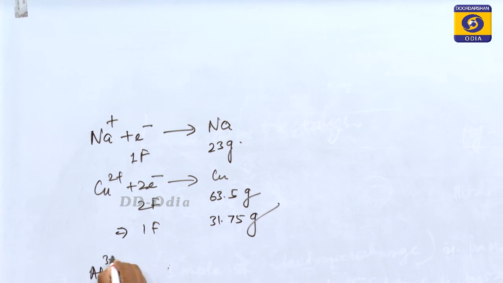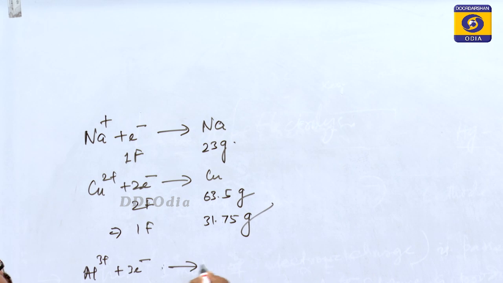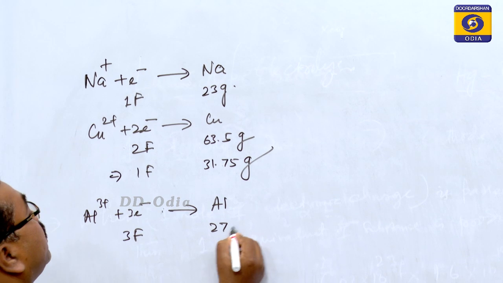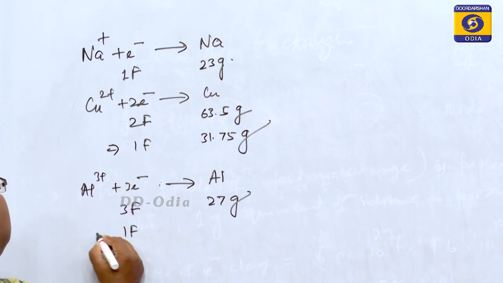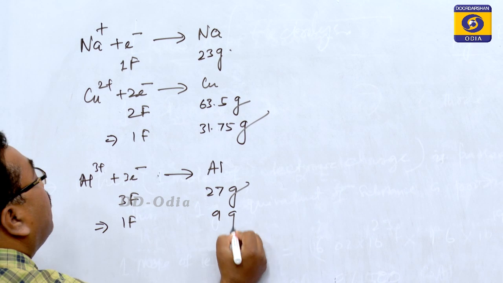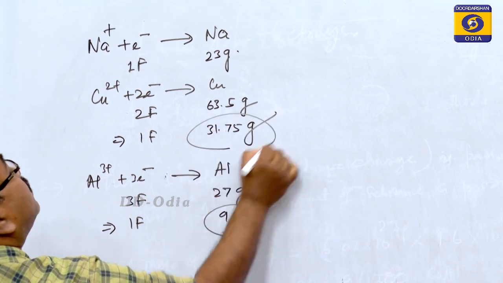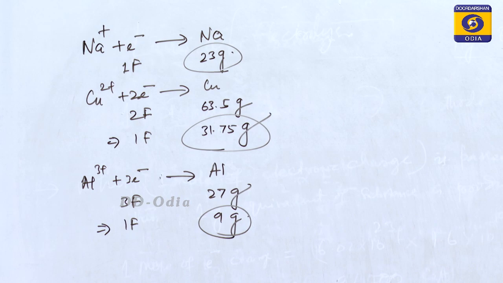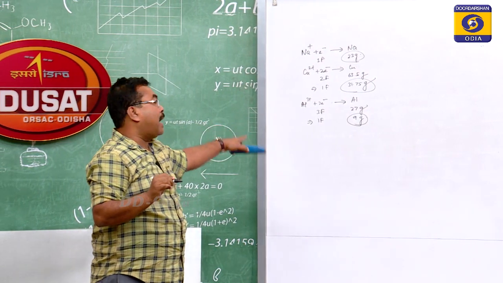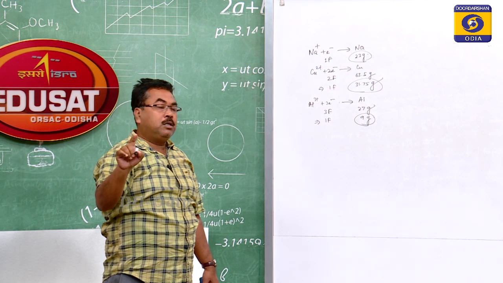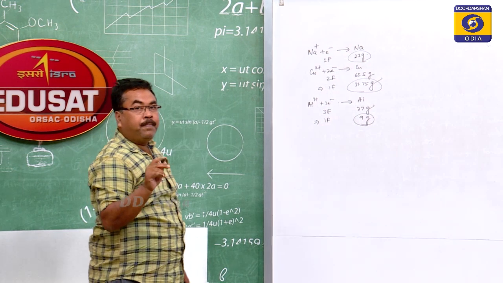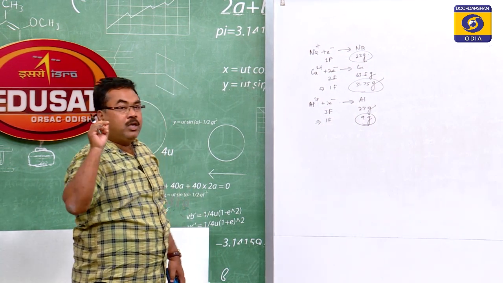Similarly, for aluminum, there will be 3 moles of charge. So, 3 Faraday will produce 27 gram, and 1 Faraday will produce 9 gram. These are all the equivalent masses of the respective substances we are obtaining at the electrodes. So, this proves that when the same quantity of charge is passed through different electrolytes, we get equivalent masses. We have already defined the term electrochemical equivalent.